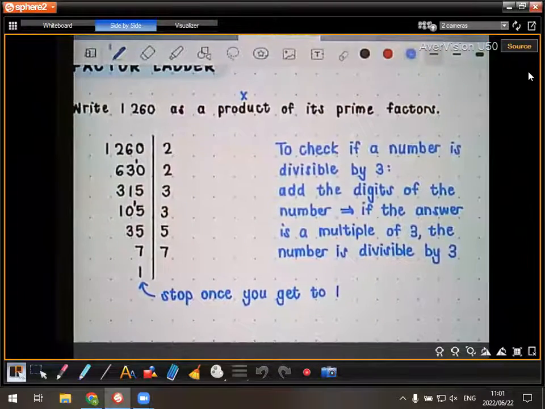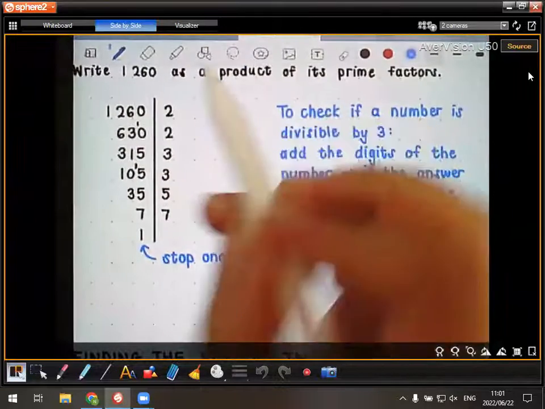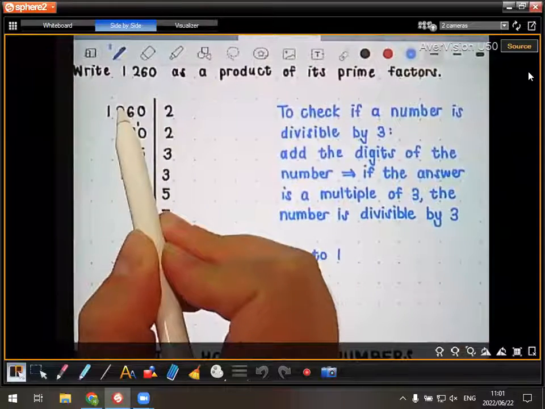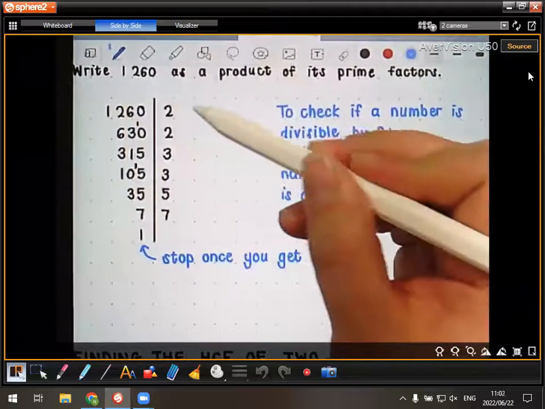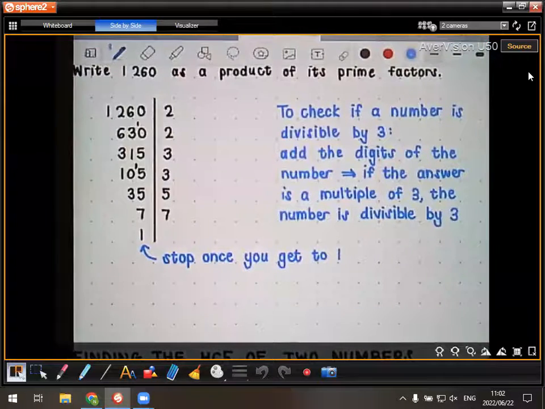Times. What did we do now? We divided, right? So when we now need to write this number as a product of its prime factors, we're going to have to say that 1260 is equal to all of these numbers multiplied together. Okay, I'm going to show you on the calculator that that is true.